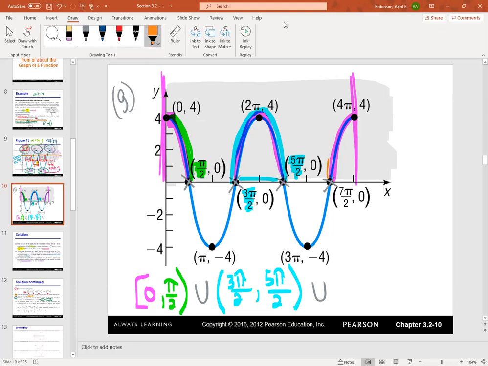And then I got one more. It's going to be this interval here, which starts at 7 pi over 2 and ends at 4 pi, but I'm allowed to include the 4 pi. I cannot include the 7 pi over 2 because it has a y coordinate equal to 0. And then 4 pi I can include because its y coordinate is greater than 0. So that should be my answer.